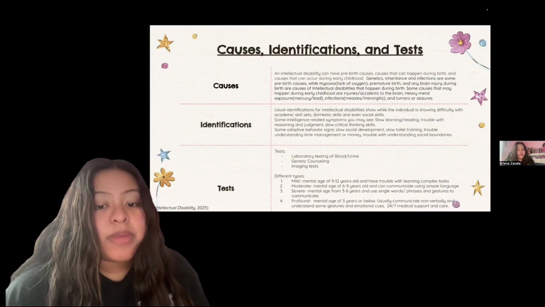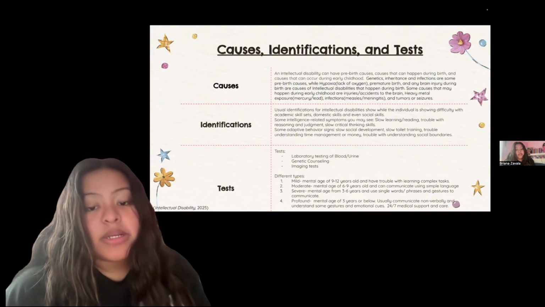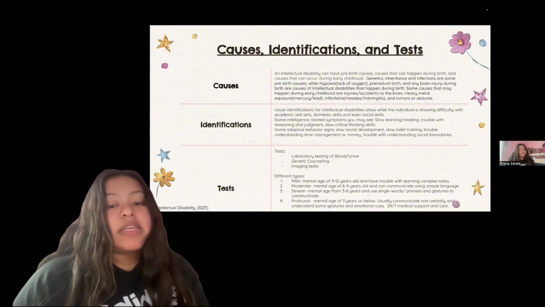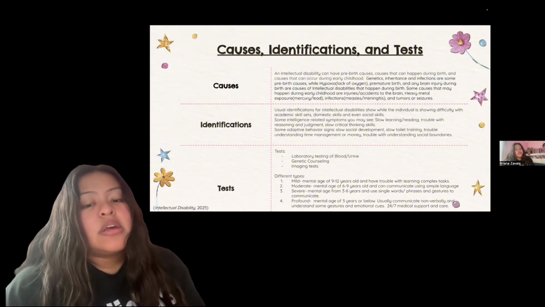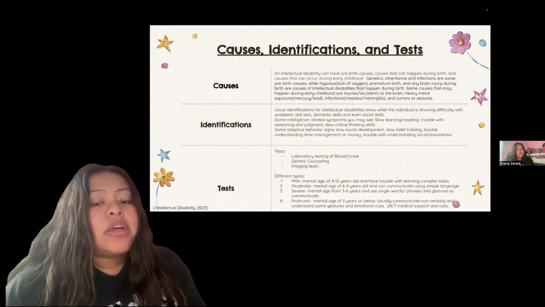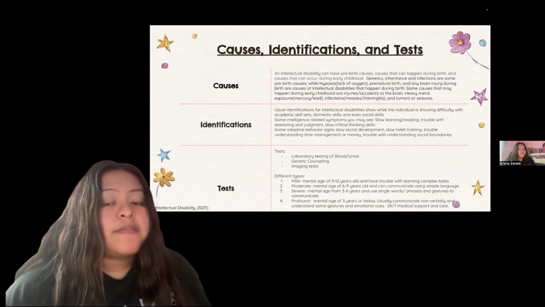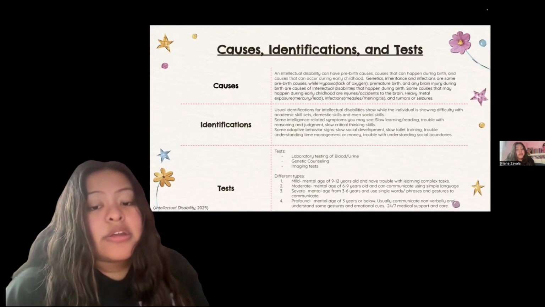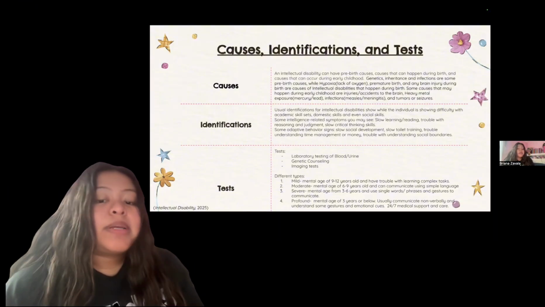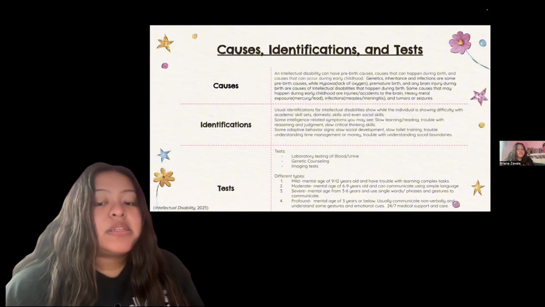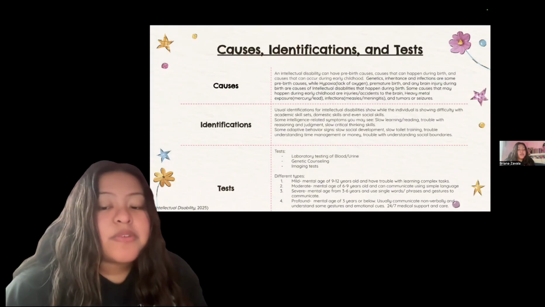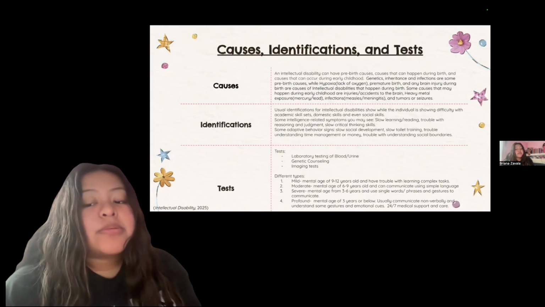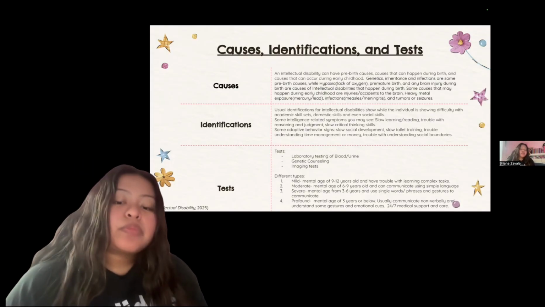Some tests would be laboratory testing of blood and urine, genetic counseling, or imaging tests. Once these tests were concluded, there are many different types of intellectual disabilities. There are mild cases where the mental age of the individual is between 9 to 12 years old, and they may have trouble with learning complex tasks.